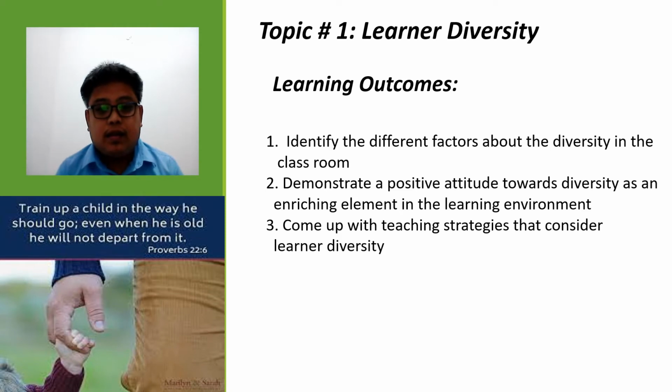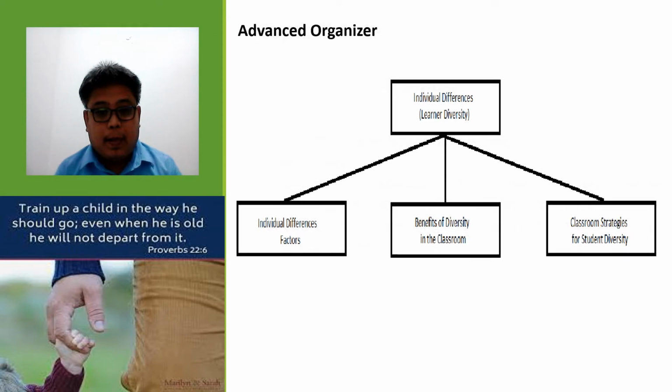Topic number 1, learner diversity. Learning outcomes. Number 1, identify the different factors about the diversity in the classroom. Number 2, demonstrate a positive attitude towards diversity as an enriching element in the learning environment. Number 3, come up with teaching strategies that consider learner diversity. Advanced organizer.